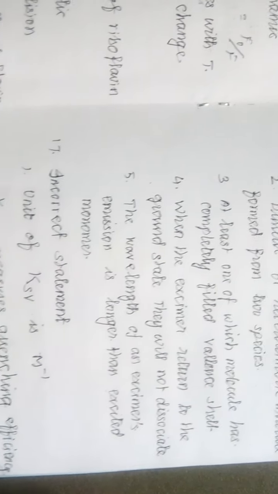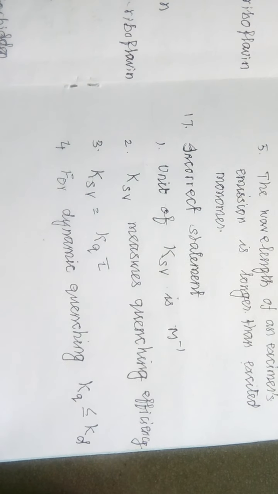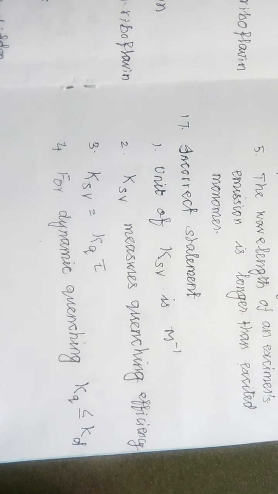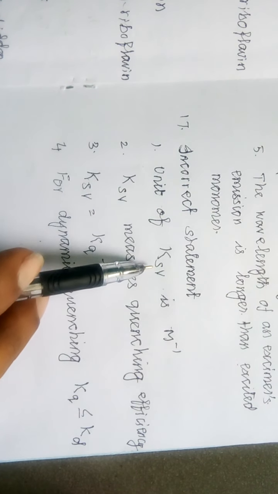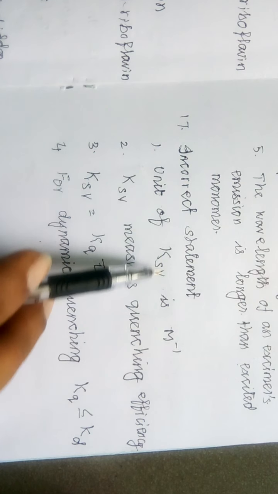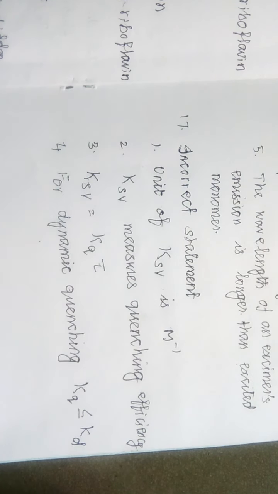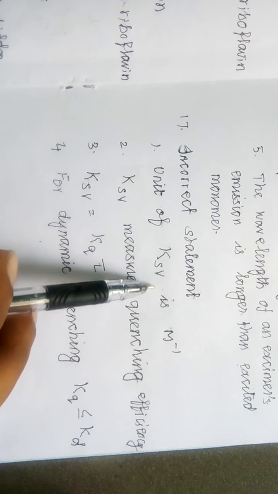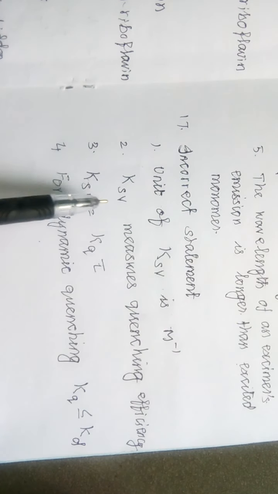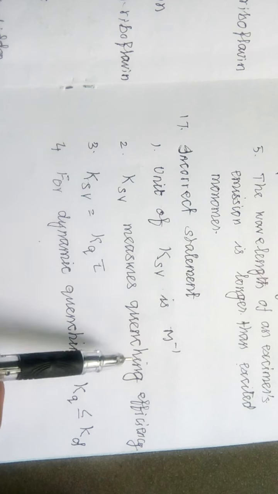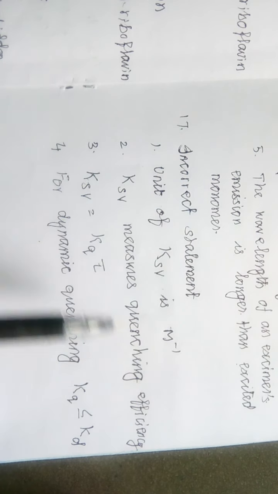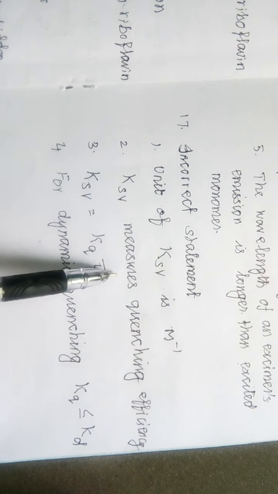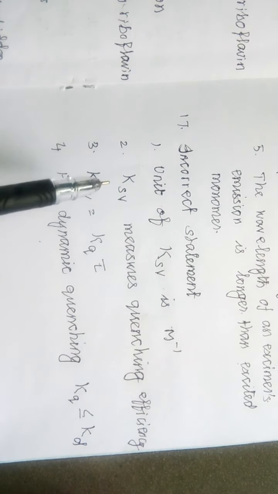Now the next question is the incorrect statement. The unit of KSV comes from the Stern-Volmer equation. KSV, the Stern-Volmer constant, has the unit per mole. Questions like this will also be asked. The KSV measures the quenching efficiency. This is the main important point: the main use of KSV is that it measures the quenching efficiency of the quencher.